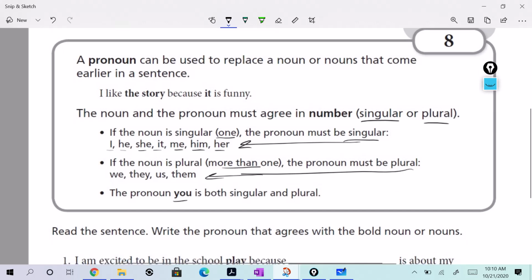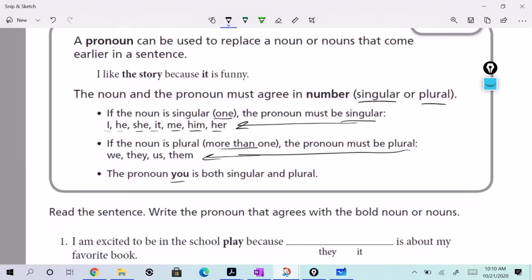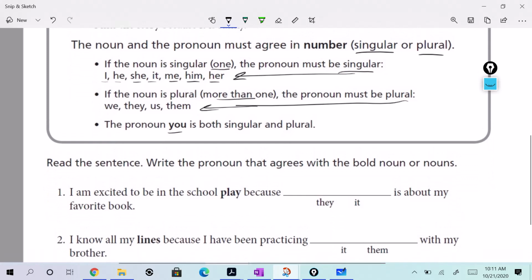So, how about this one? Jim went to the store. They love candy bars. Does that make sense? No, because Jim is singular and they is plural. It's got to match, right? So let's look at this first example.